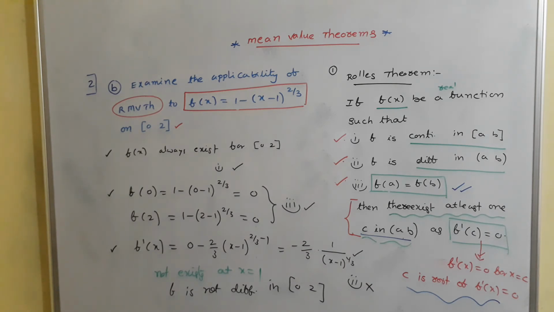First condition, continuity, is okay. Third condition, f of a equals f of b, okay. And the second condition, differentiability of the function, is not satisfied in the interval. So Rolle's theorem is not applicable for the given function. That's the problem. Have a look.